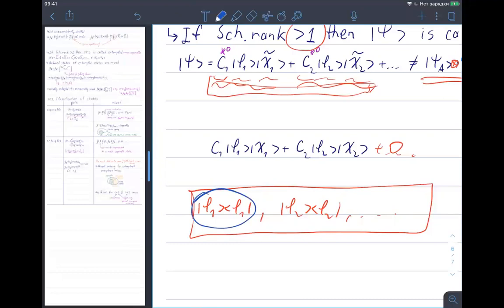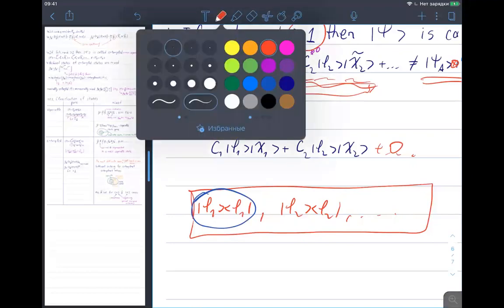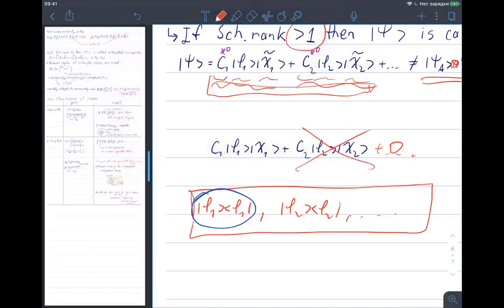So first, what will be the result of my measurement? What will be the collapsed version of my state? Because I measured the result in phi1, this term dies, and I know that my second system is in the state phi1.